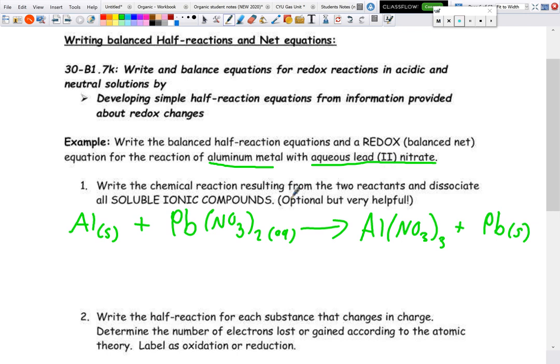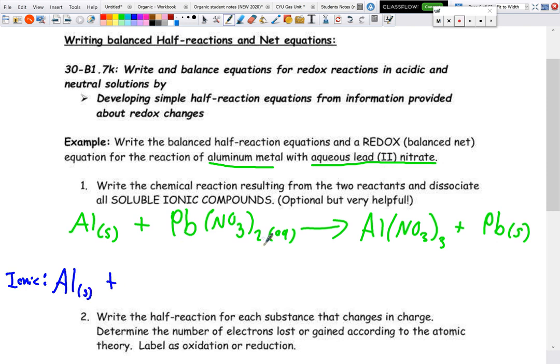Now it says right here, write a chemical reaction resulting from two reactants and dissociate soluble ionic compounds. Now this is going to be optional but very helpful, because we get to see the charge, because right now we see no charges, so it's hard to pick out our redox equation. So what we're going to do is follow our solubility rules. I'm just going to write the ionic equation. Remember, elements do not dissociate.